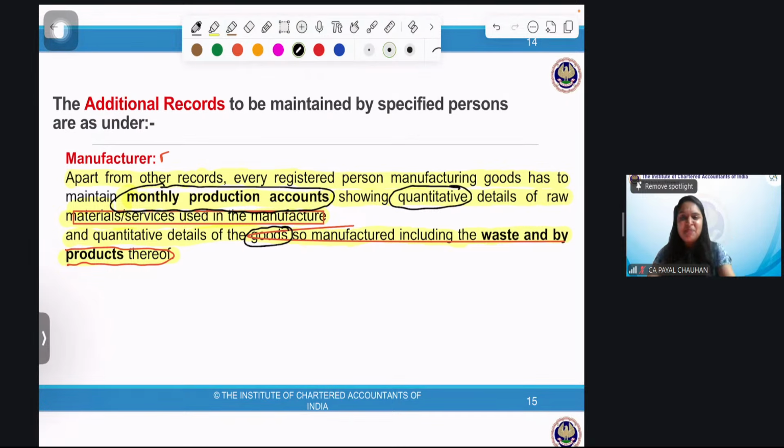Yes, Mustafa. Simple answer. Because manufacturer means manufacturing of goods. For service, it's a service provider. Very good, Steffi. That's the answer. That means, please see, this is how you get marks.